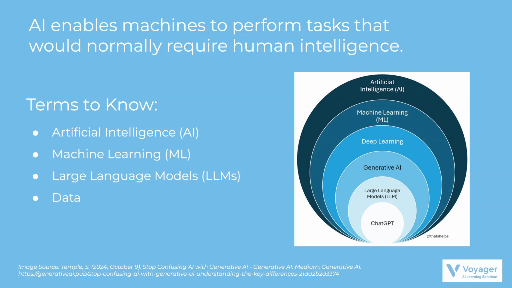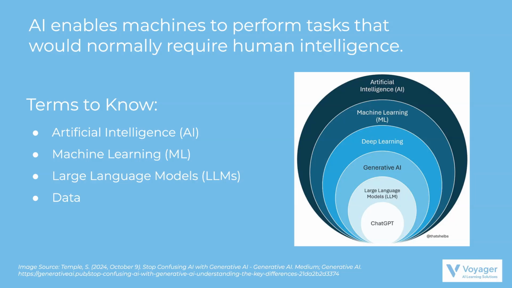Machine learning is a subset of AI, and it describes one of the many ways AI systems improve. Instead of being programmed with fixed rules, the system learns through patterns from large amounts of data. Large language models, or LLMs, are a type of AI that powers tools like ChatGPT. These models are trained on massive collections of text data so they can understand and generate language that sounds natural.